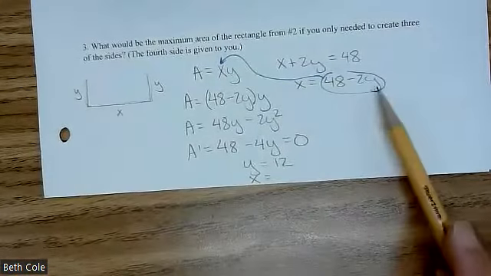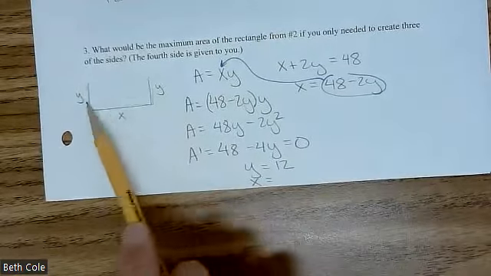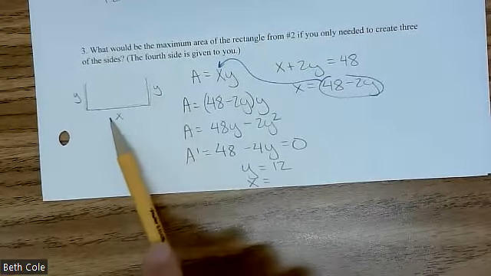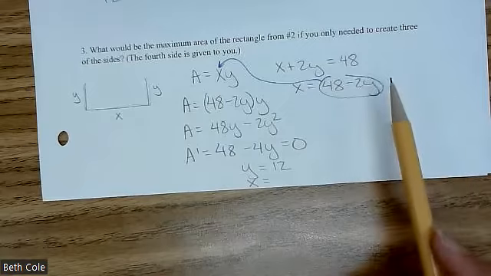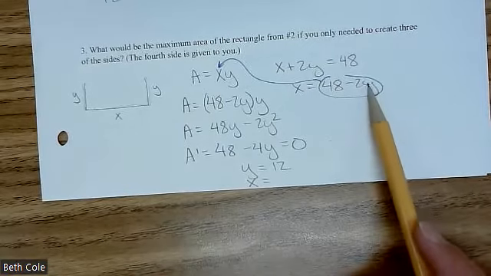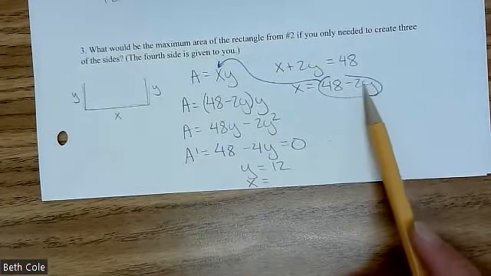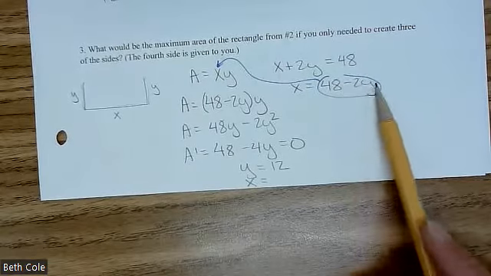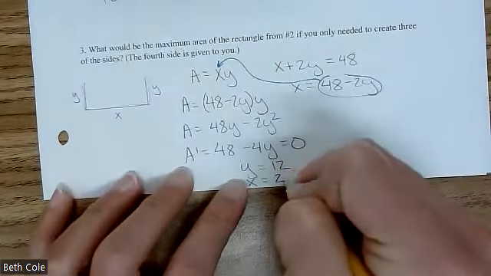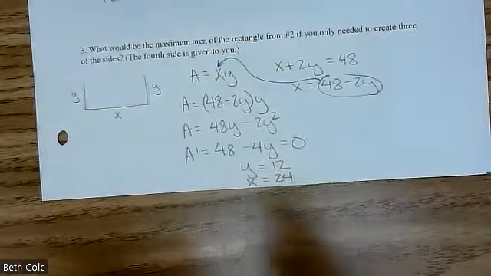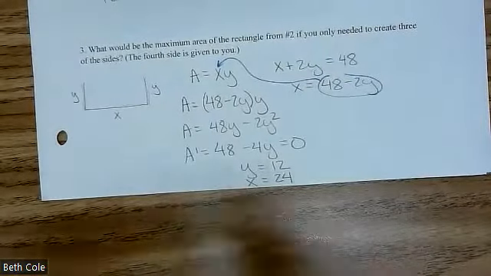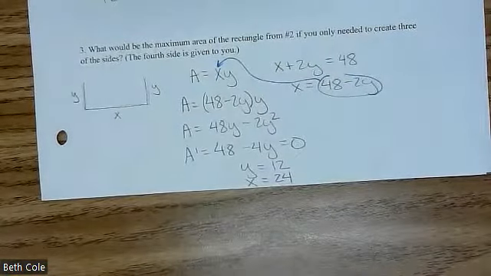If y is 12, you can either look at the picture and figure out what x is, or if you're more an algebraic person, if y is 12, look, 2 times 12 would be 24. 48 minus 24 would be 24. It's twice as long as it is wide. Is this making sense? Okay.